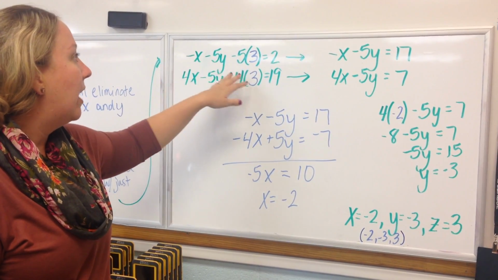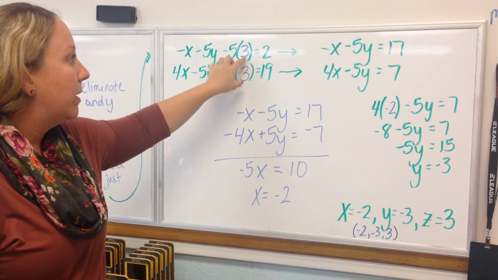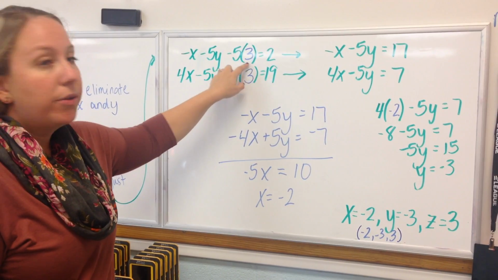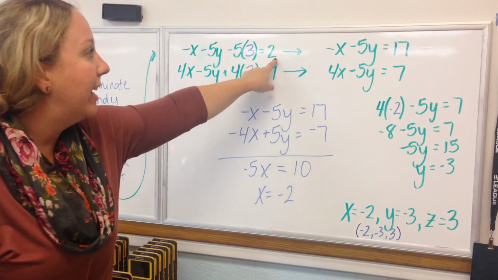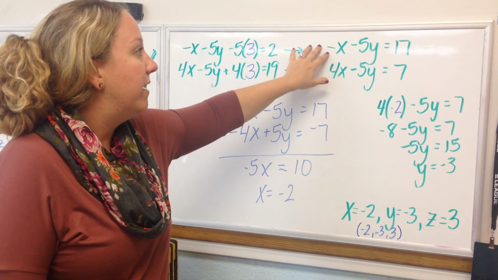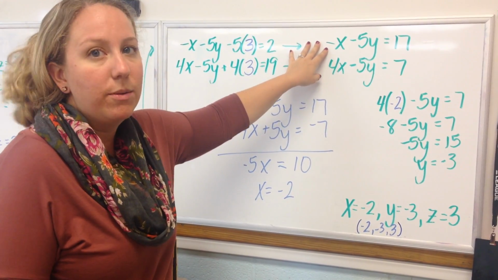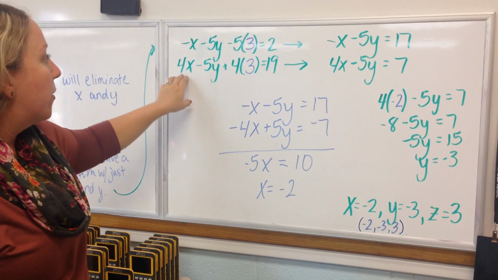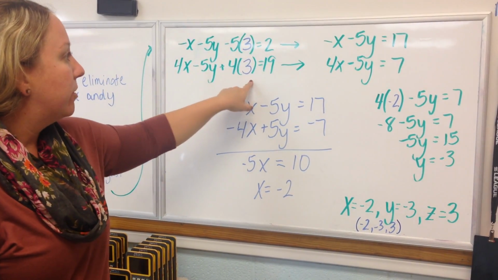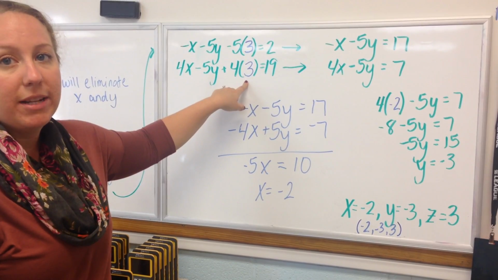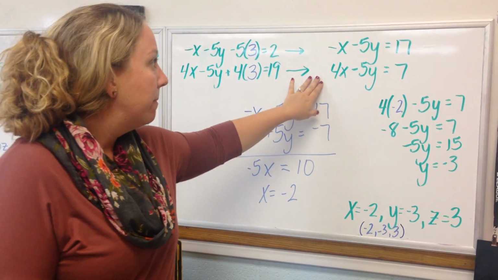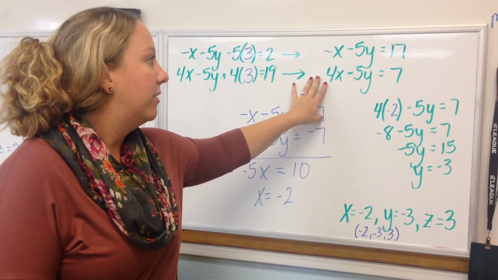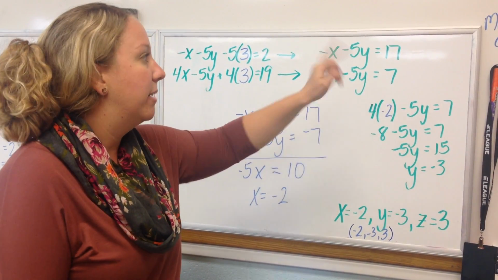So I have negative x minus 5y minus 5 times 3 equals 2. 5 times 3 is 15, and we want to move it to the other side by adding it, and I get negative x minus 5y equals 17. 4x minus 5y plus 4 times 3 equals 19. 4 times 3 is 12. 19 minus 12 is 7, so my second equation is 4x minus 5y equals 7 when I substitute that z in.